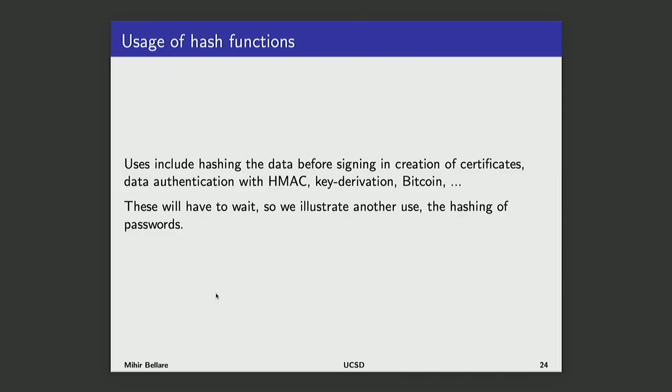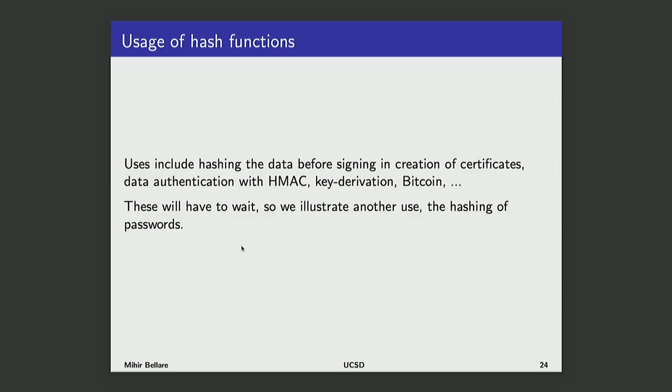Okay, so now we've seen what these things look like. A natural question is, well, why do we want them? Earlier I mentioned a bunch of important motivations, and indeed these are very popular in practice, things like certificates, HMAC, Bitcoin, etc. But actually none of these applications are within reach for us now. We'll see certificates after we see public key cryptography, and HMAC in the next chapter, and so forth.